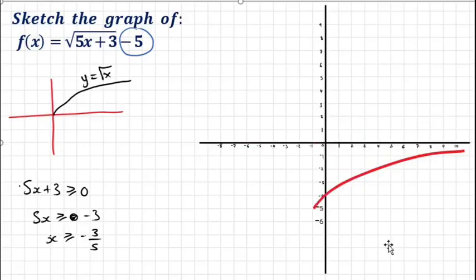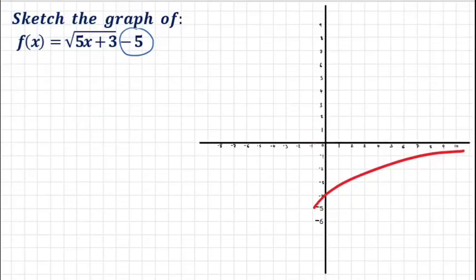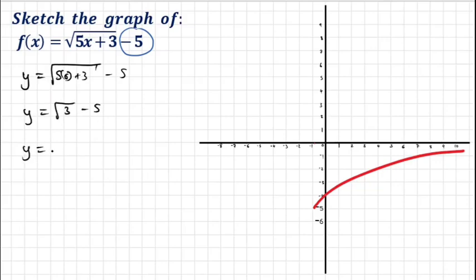Now, where does it cut the y-axis? To find out where it cuts the y-axis, we can simply say, if x is 0, what is y? So y will be equal to the root of 5 times 0 plus 3 minus 5. So y is equal to the root of 3 minus 5. So root 3 minus 5 gives us negative 3.3. So meaning that our graph should cut somewhere here at negative 3.3.